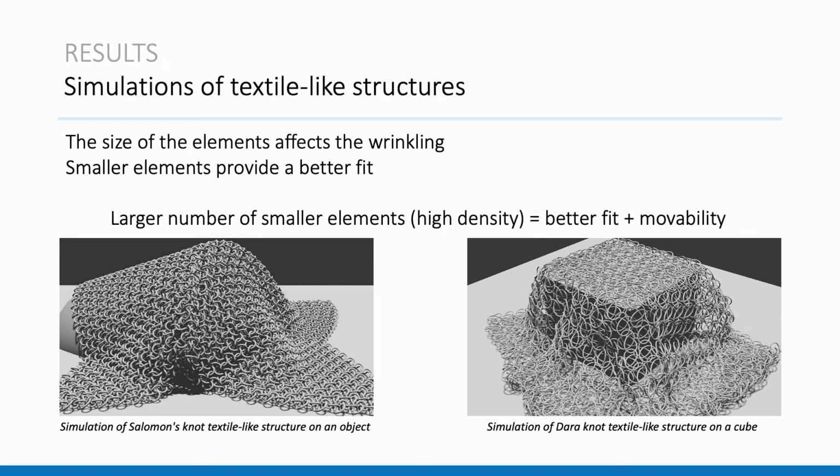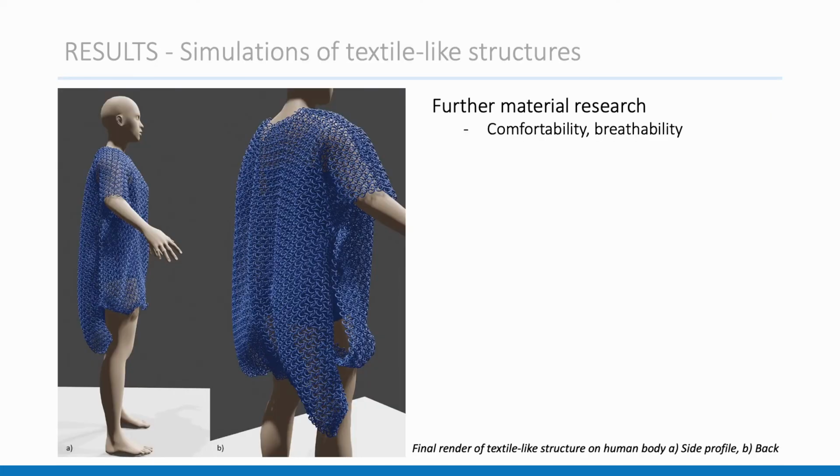Here are two more examples of the simulations on a different object, and you can see that the size of the elements affects the wrinkling. The smaller elements provide a better fit. So we learned through simulations that a larger number of smaller elements, that means higher density, means better fit and movability.